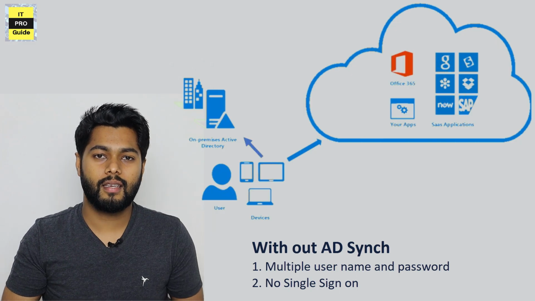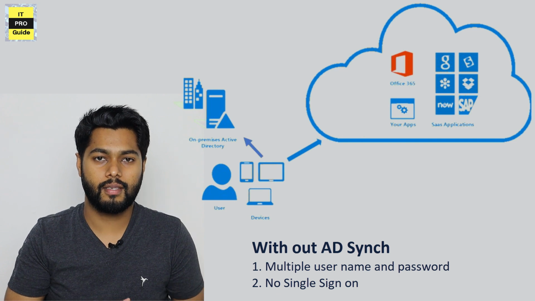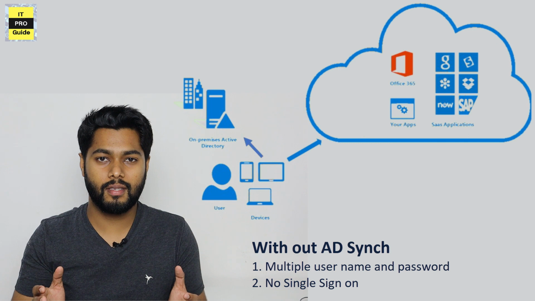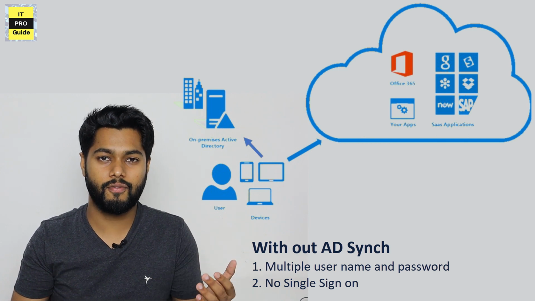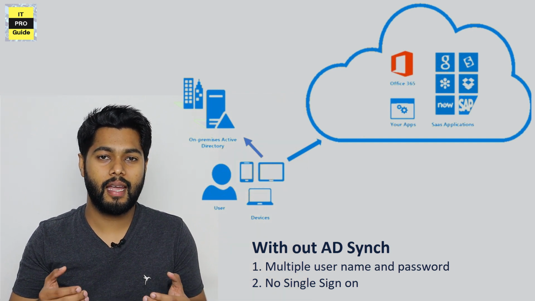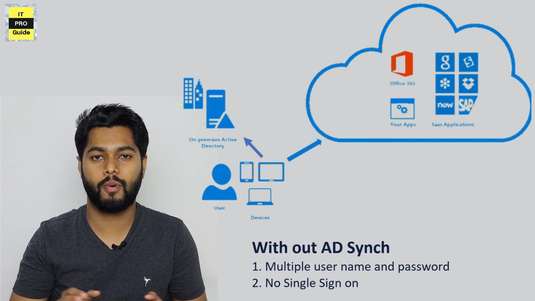The other case is, for example, you have Office 365 for your organization. At the same time, you have an on-premises file server. So your users need to authenticate to Office 365 for their emails. At the same time, they need to access the file server also. So if you don't have an AD synchronization method, then you need to keep two usernames and two passwords.